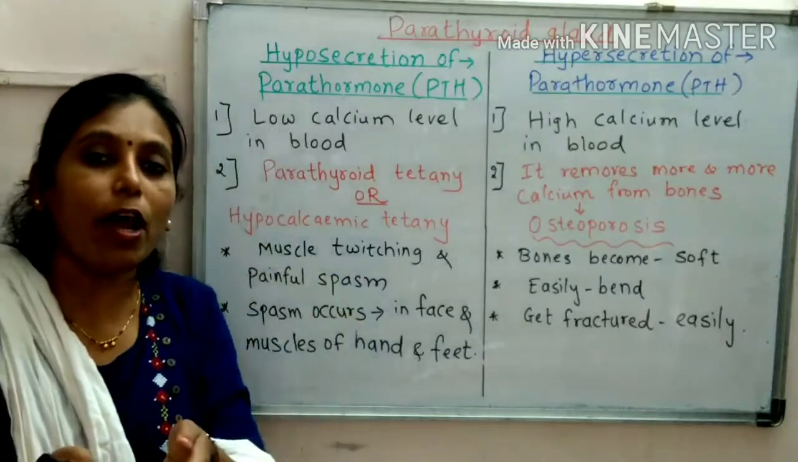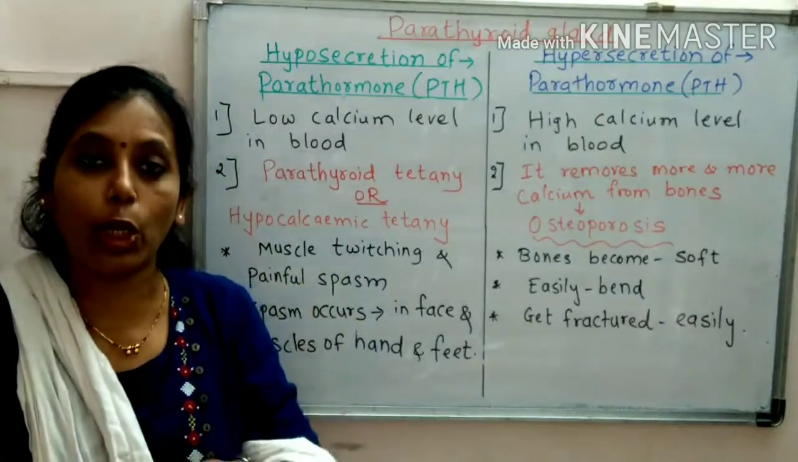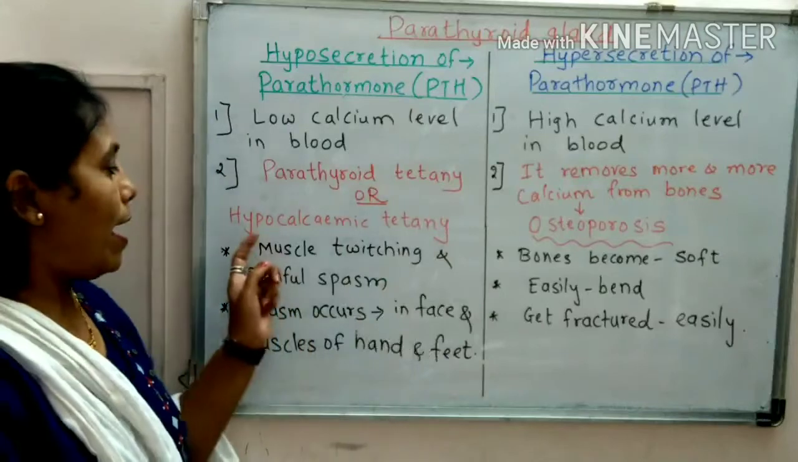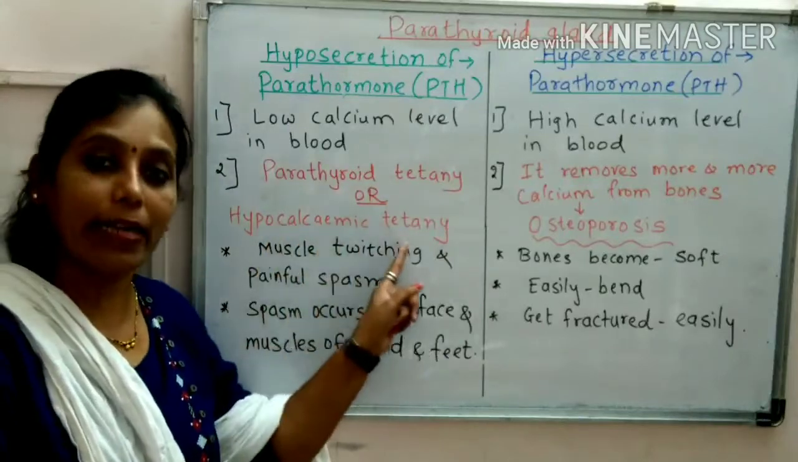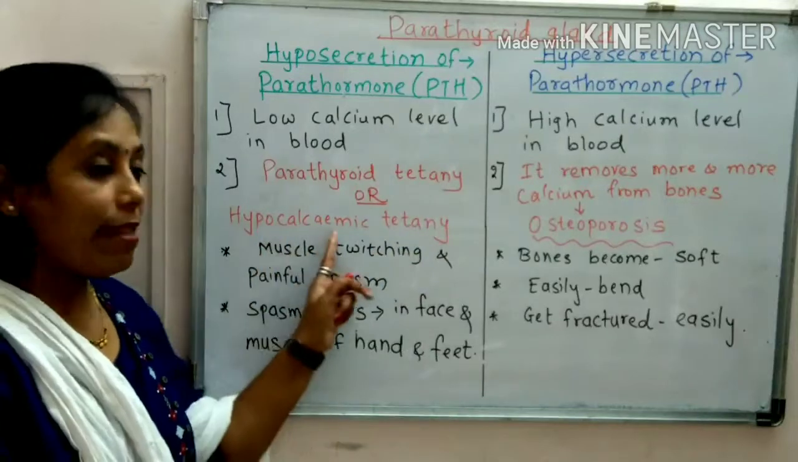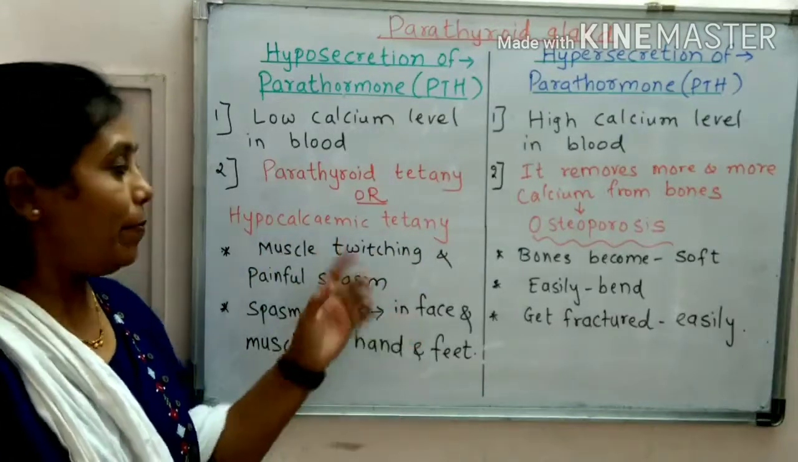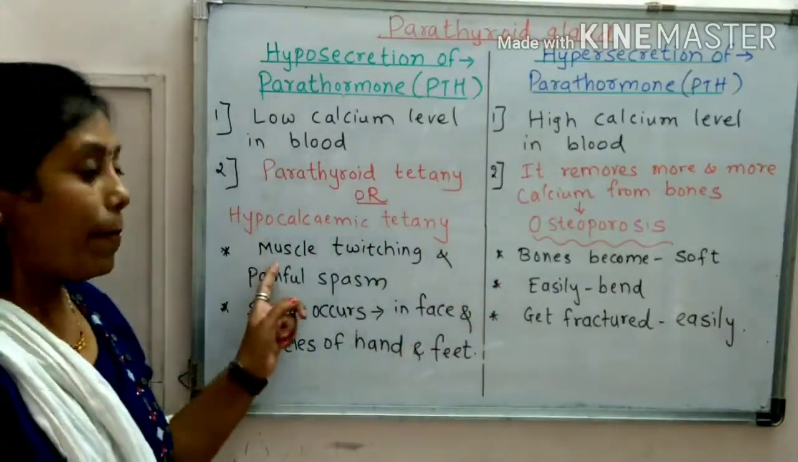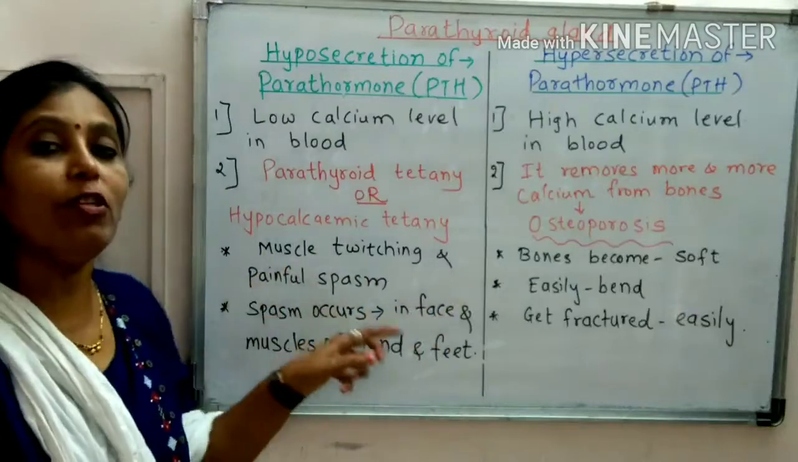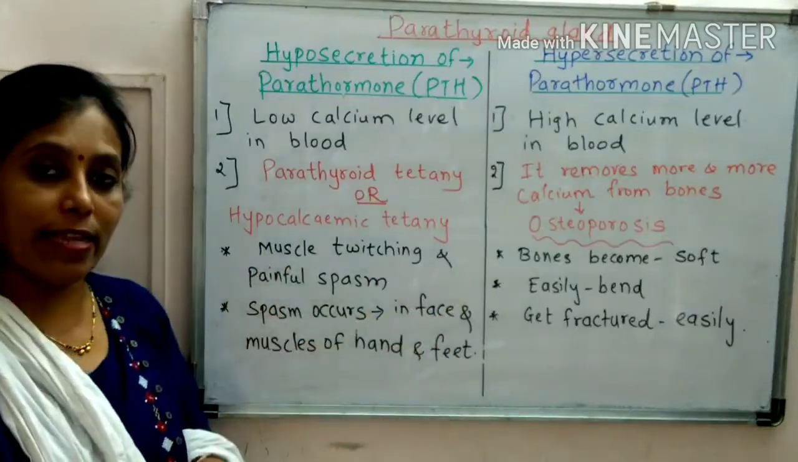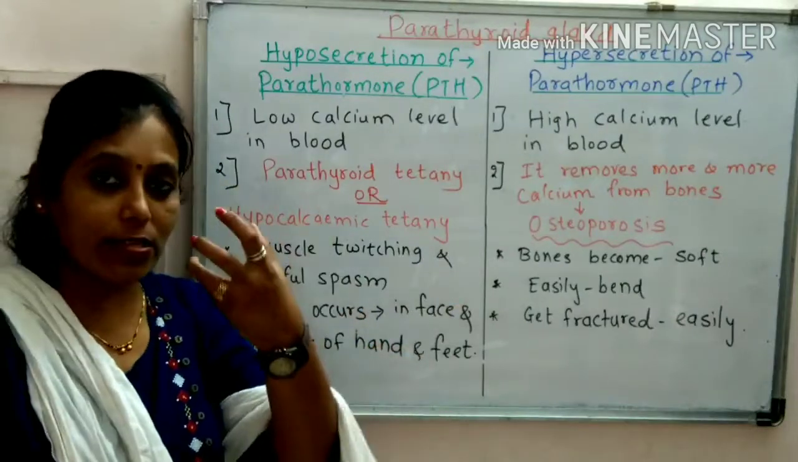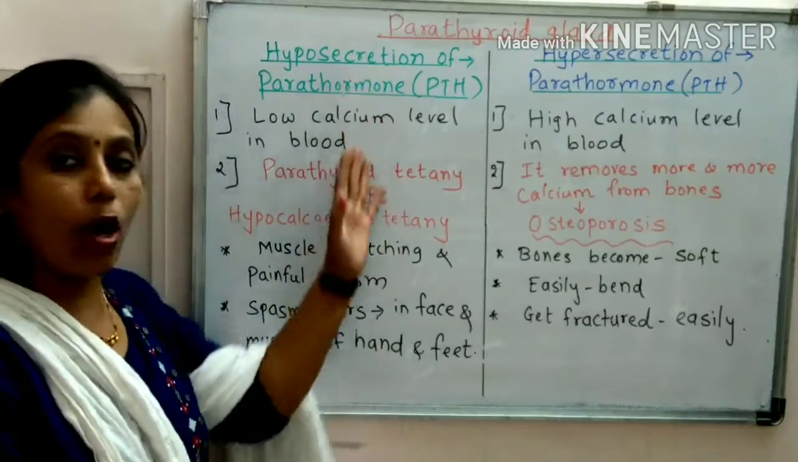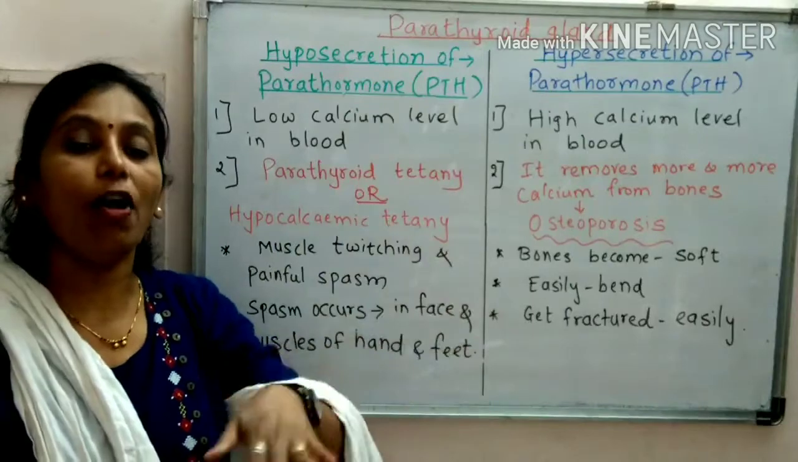But if the level of calcium in the blood is very low, it results in parathyroid tetany. It is also called hypocalcemic tetany. Hypo means less, calcemic means calcium, so low calcium tetany. Now this hypocalcemic tetany results in muscle twitching and painful spasms, and the spasms occur in the face as well as the muscles of the hand and the muscles of the leg. So this is all about hyposecretion of PTH.